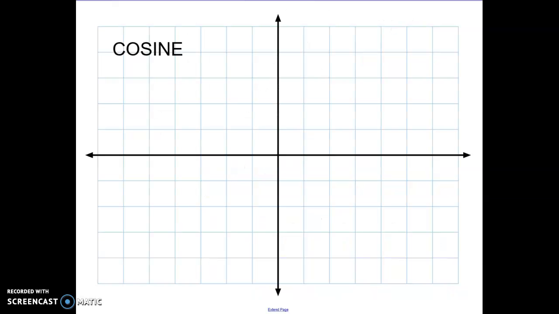Now we're going to plot the cosine values on the graph. So at 0, cosine starts at that 1. At pi over 2, cosine's down to 0. At pi, cosine's at -1. At 3 pi over 2, it's back to 0. And at 2 pi, it's back up to 1.